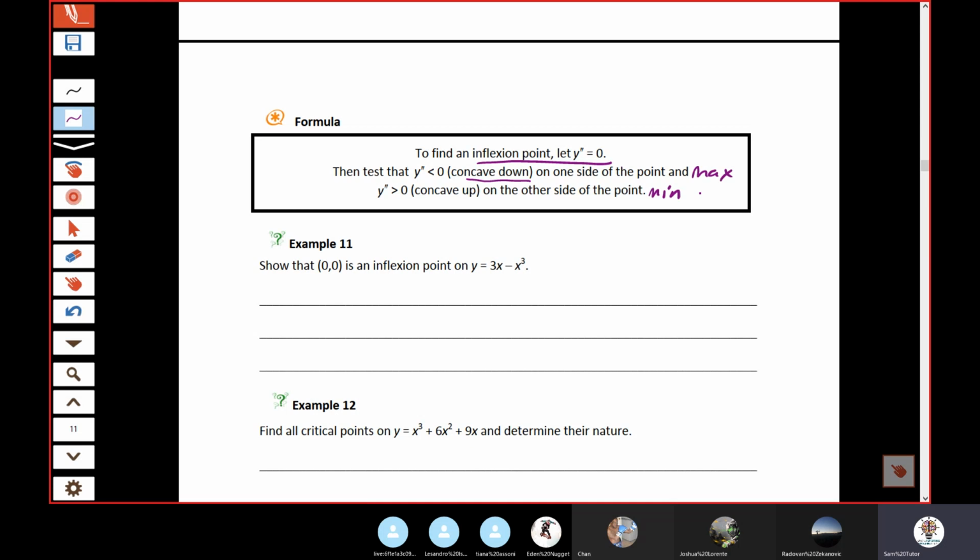Show that (0, 0) is an inflection point. I guess I'll do that one. y dash is 3 minus 3x squared. y double dash equals negative 6x. Points of inflection, how do we do it? y double dash equals 0, and then sub it back in, and you'll get x is 0 and y is 0. Easy.